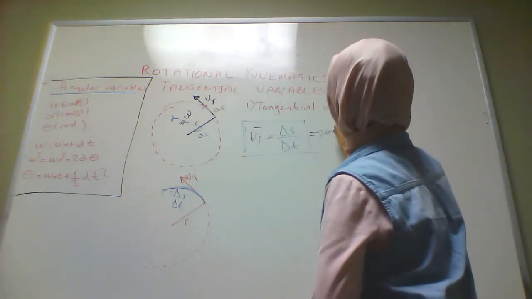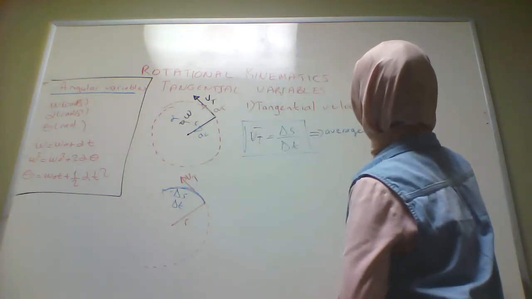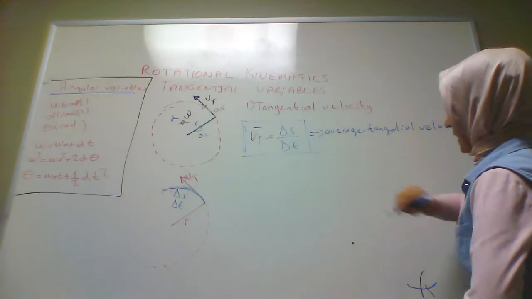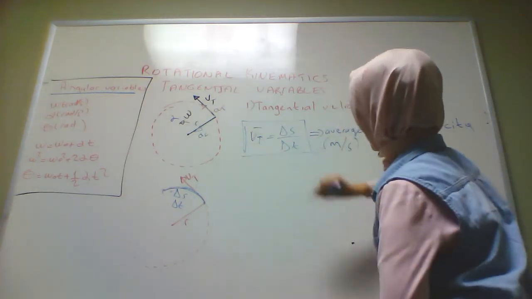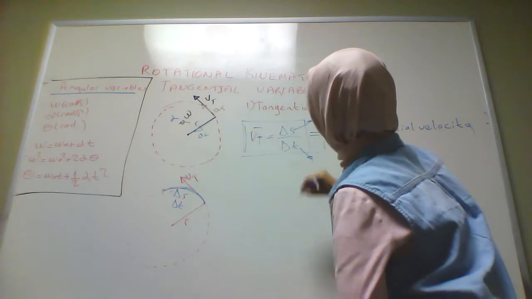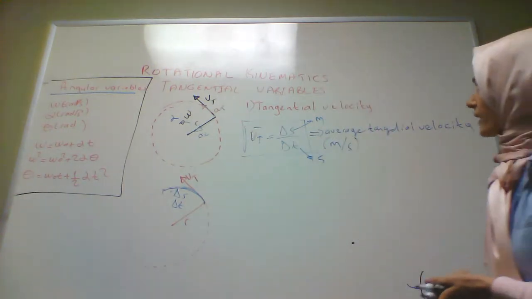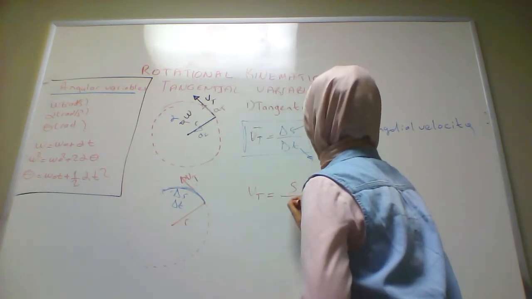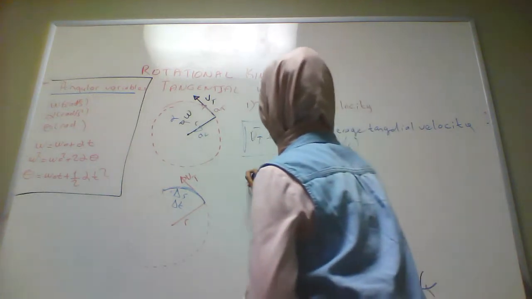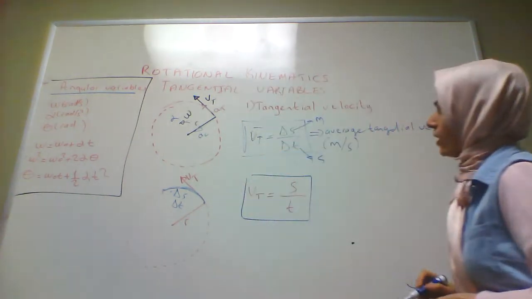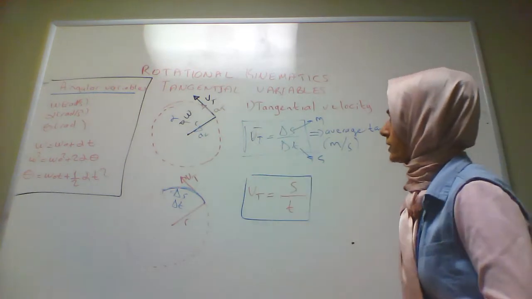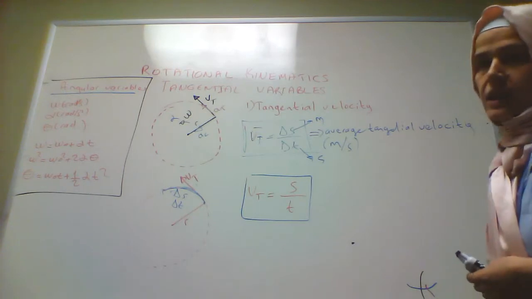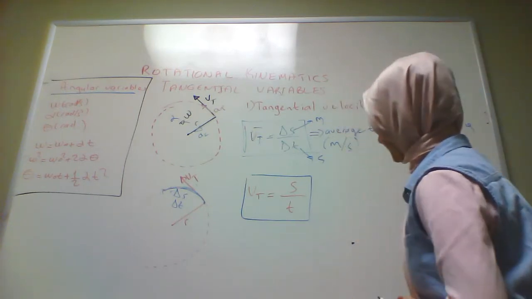Average tangential velocity. And the unit is meters per second. As always, the distance will be in meters and time will be in seconds. And similarly, instantaneous tangential velocity, Vt, will be s over t, distance traveled divided by the time. And often we have the values interchanged. We will be using this value because the instantaneous velocity will be equal to the average velocity most of the time. Unit is the same.